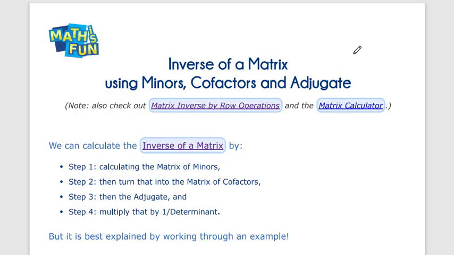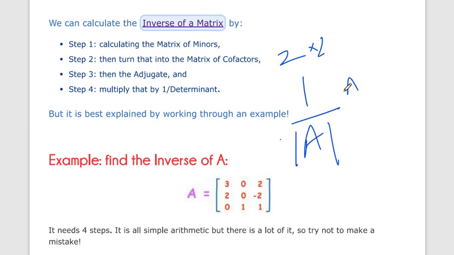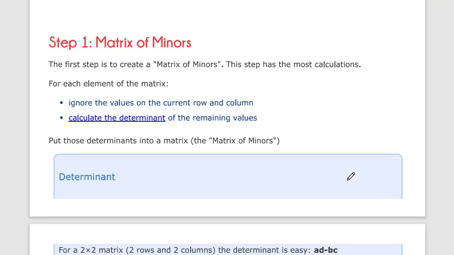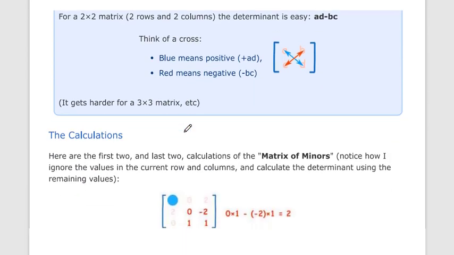Now there is also a second method to find the inverse of a matrix. We have already discussed it for a 2 by 2 matrix, where the equation is 1 upon the determinant of A times adjoint A. But in a 3 by 3 matrix, how do we find this adjoint of A? First of all, we have to make a matrix of minors. How do we make a matrix of minors?